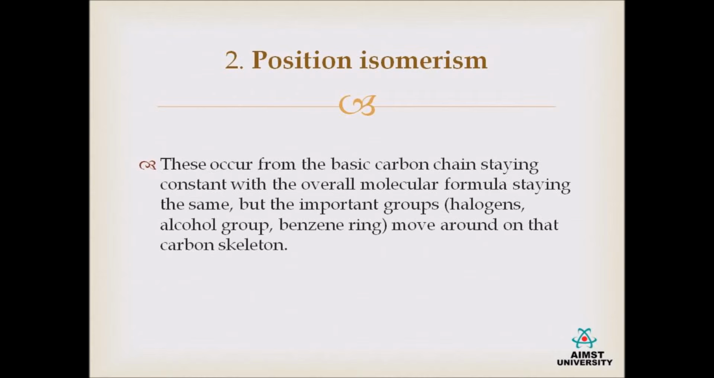Next comes the positional isomerism. These occur when the basic carbon chain stays constant with the overall molecular formula staying the same, but the important groups such as halogens, alcohol group or benzene group or any other group may move around that carbon skeleton.